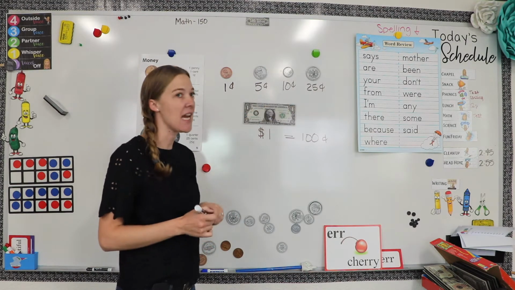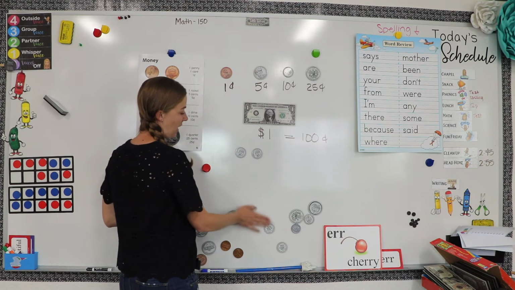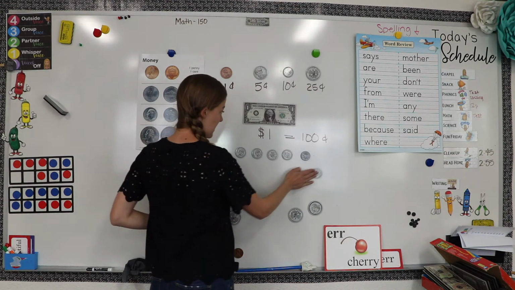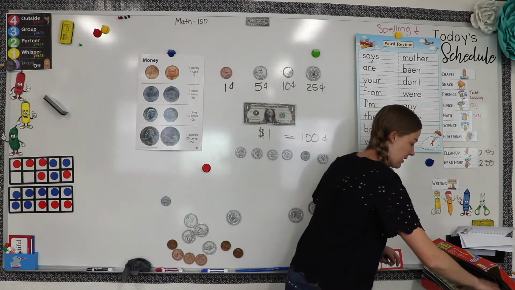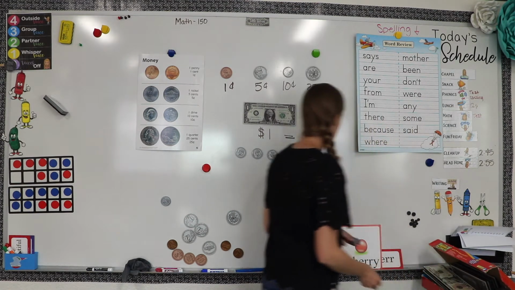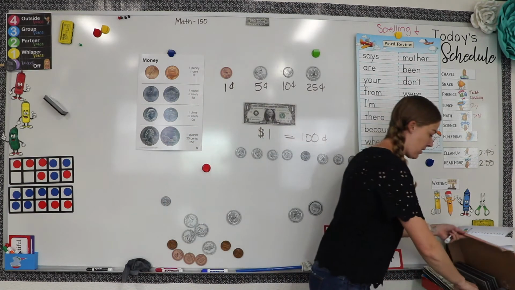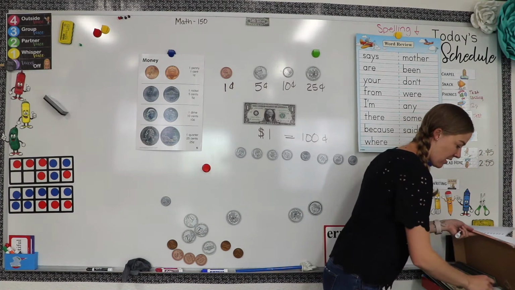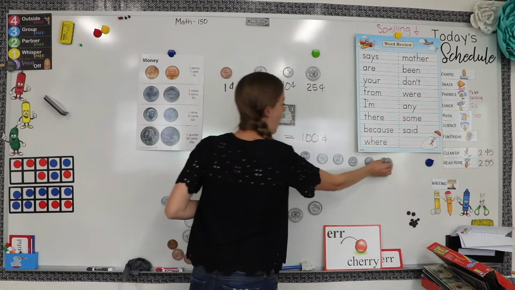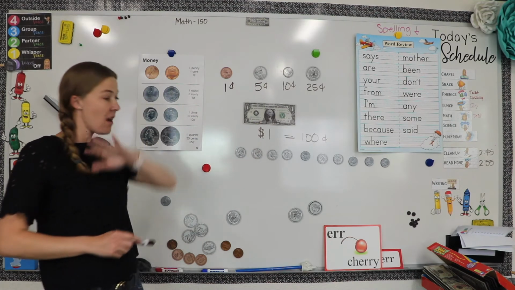Now, dimes are worth 10 cents. So if I count by tens with dimes, there's 10, 20, 30, 40, 50, 60. Let's get some more dimes. So I have 60. There's 70, 80. What do you think's going to happen? 90. Oh man, good thing I got a big board. 100. Well, when I reach 100 cents, that equals $1.